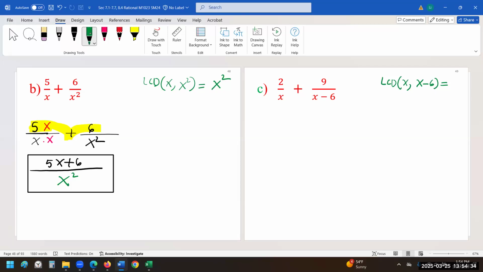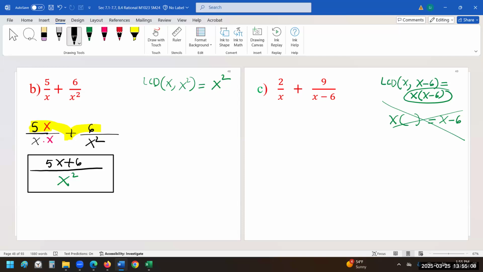What's the LCD between x and x minus 6? If you're confused, ask yourself, can you multiply x by something and it turns into x minus 6? Is it possible? No. Since this is not possible, that means LCD is their product, x times x minus 6. If one is not a multiple of the other one, the result is their product.